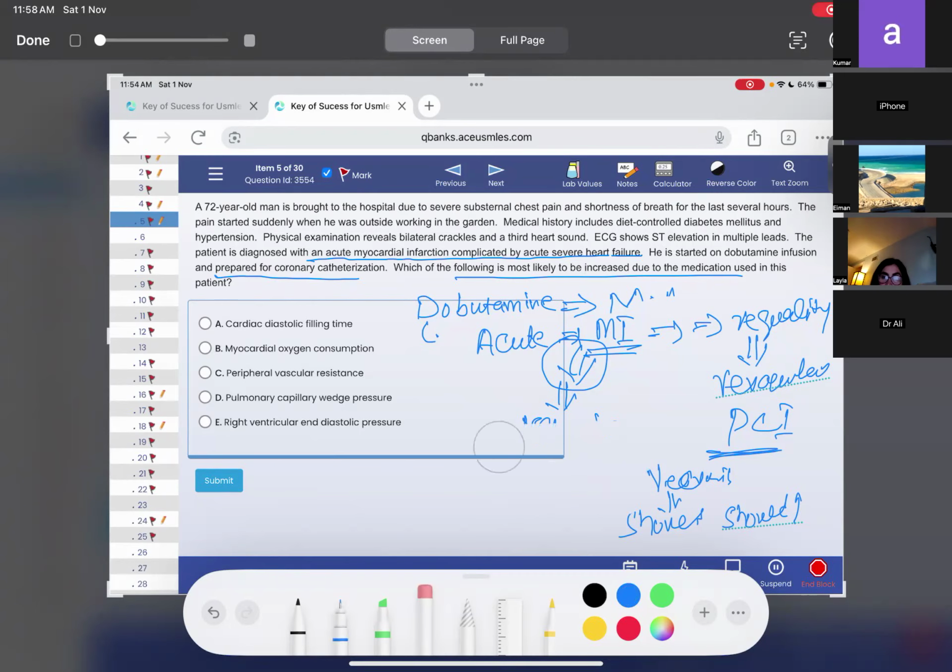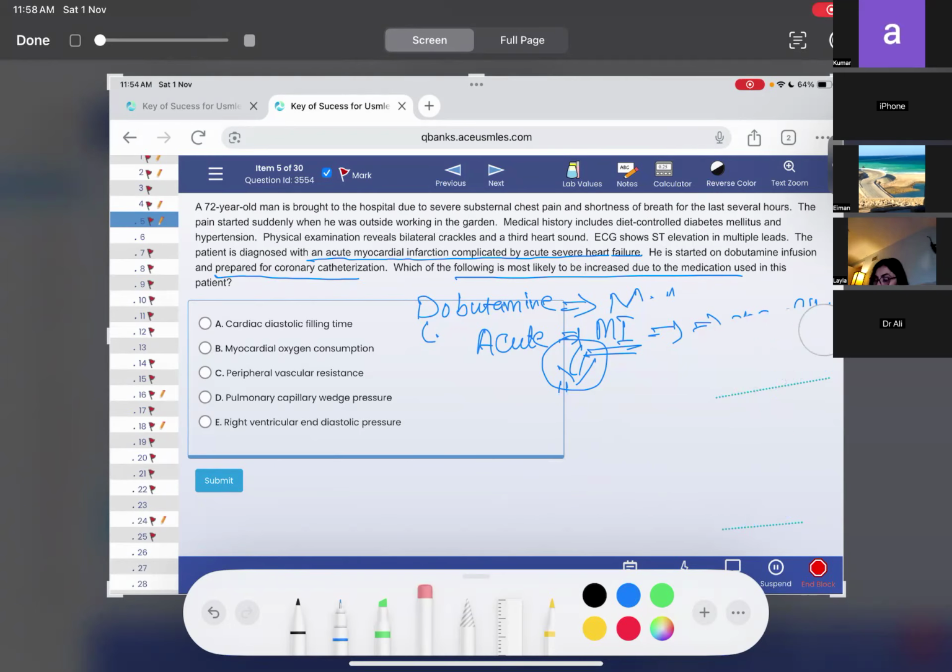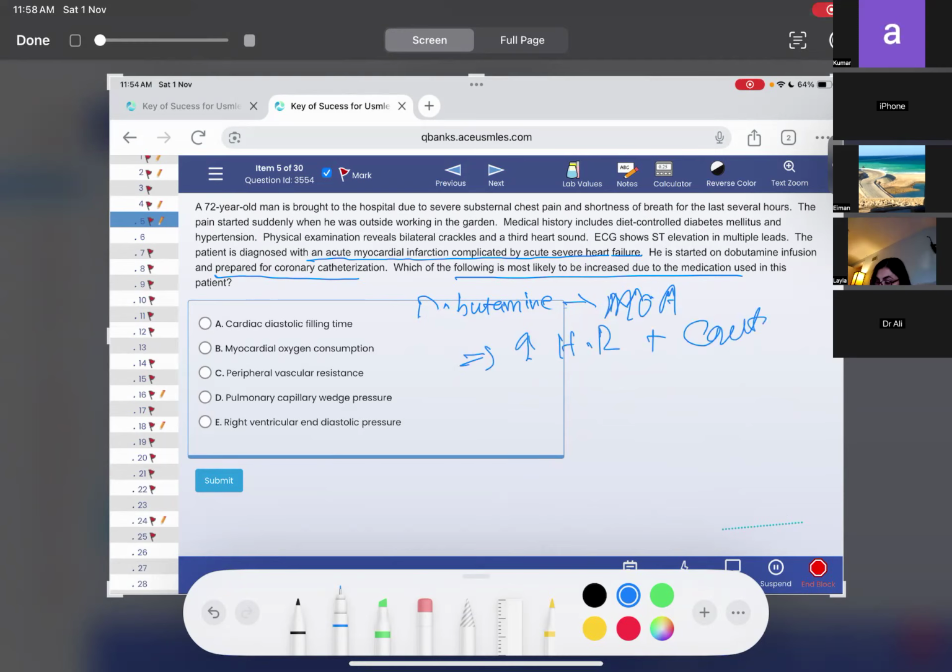So what happens with dobutamine? I have already told you the mechanism of action of dobutamine. It will increase the heart rate and contractility. Whenever the contractility increases, the blood supply to the heart increases, and oxygen supply increases. So which one of the following options is correct here? Any volunteer? B.